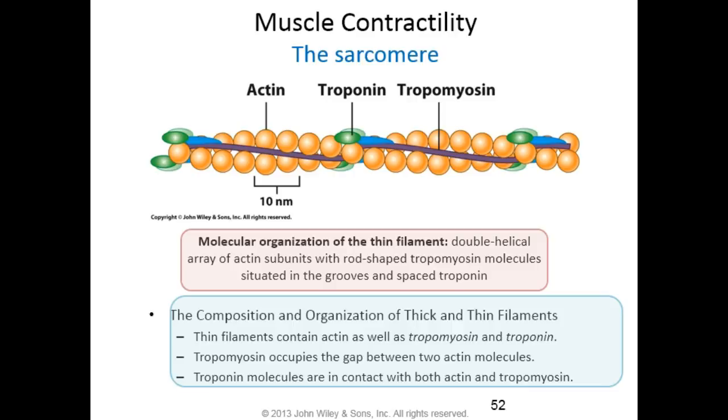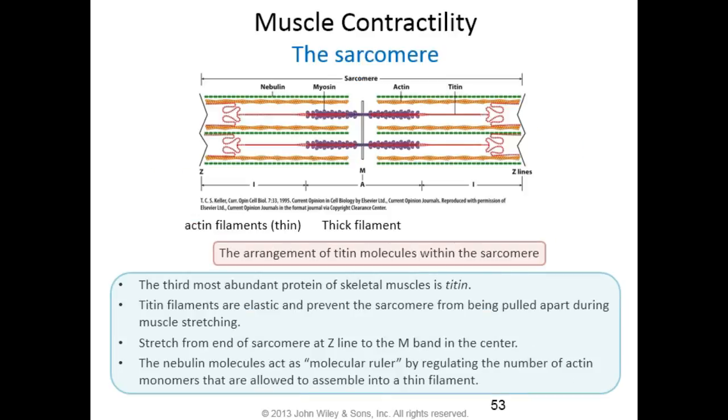The other important protein here is the titin molecule. Thick filaments are composed of several hundred myosins along with small amounts of other proteins. Oops, sorry. Got ahead of myself.